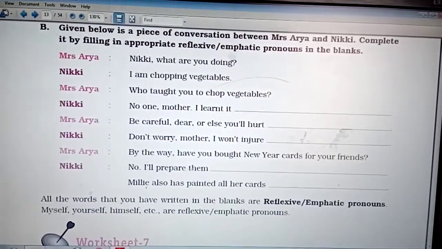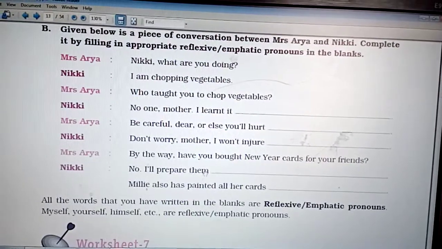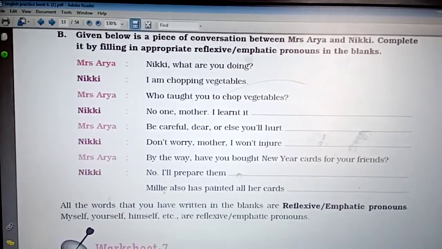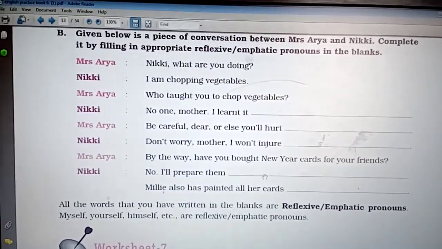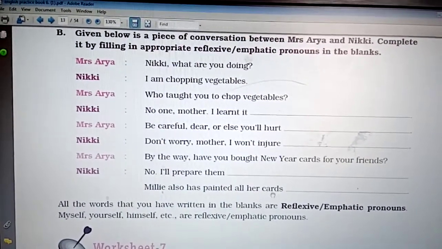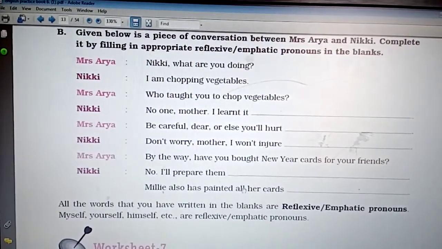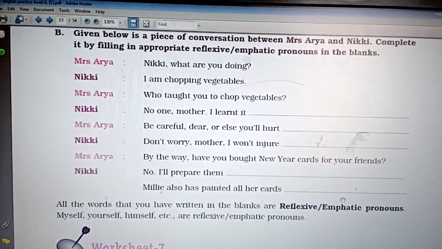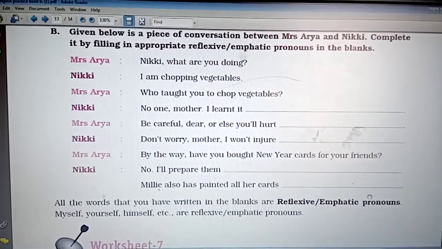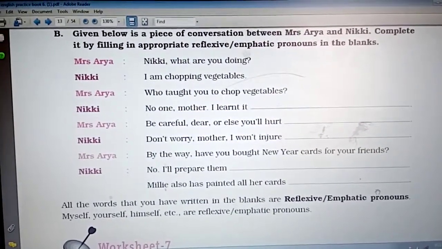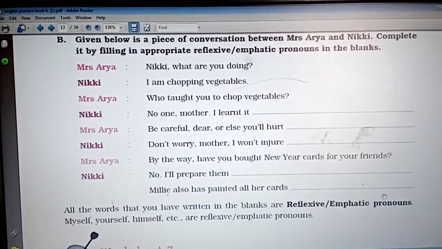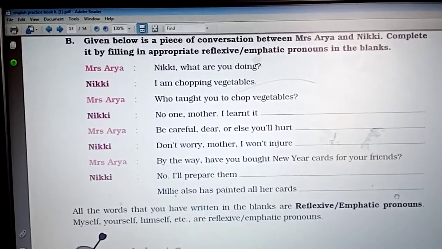Once again see, I will prepare them myself. Them is a pronoun here, and myself is used after the pronoun. So here myself is emphatic. And here herself is used after the cards, all her cards herself. So here it is a reflexive pronoun. I hope now you are very much able to identify the reflexive or emphatic pronoun in a given sentence or a given paragraph.